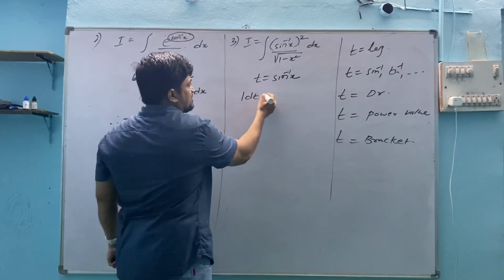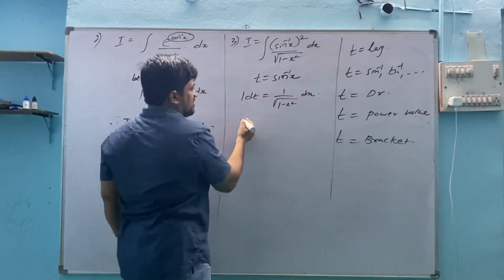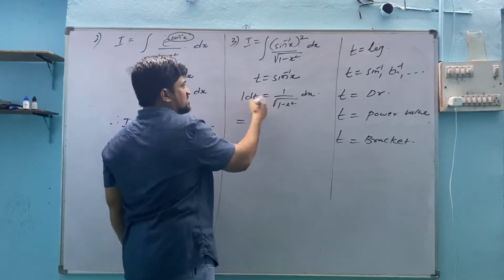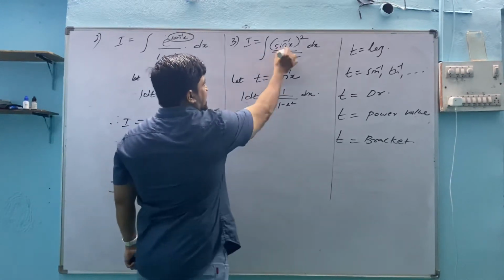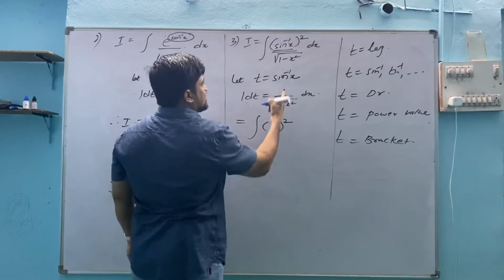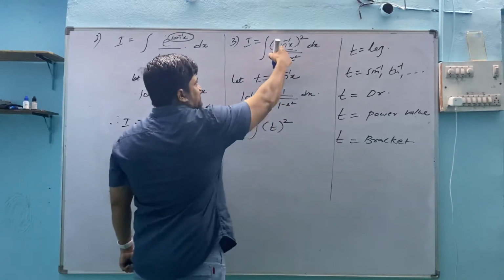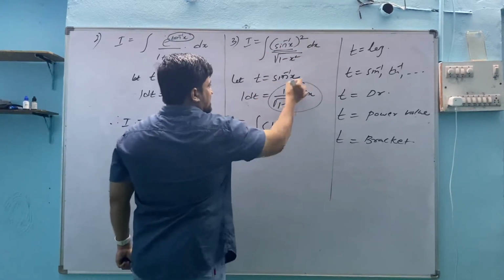Then dt. Here you should know the derivative formulas. Now we will substitute these two values in I. The bracket part we have taken as t, square as it is. Then don't take divided by, because if we remove these two, 1 by root over 1 minus x square dx, this total thing is dt.